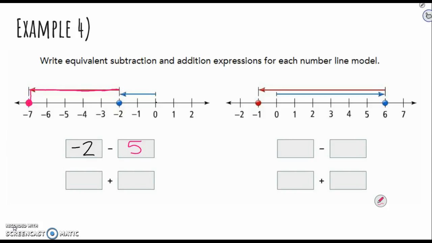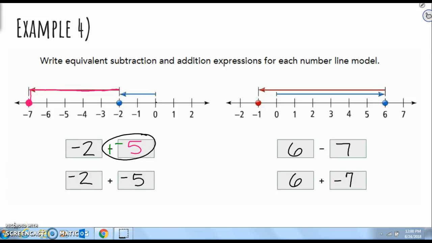As an addition problem, we can rewrite this by adding the opposite sign. So we're going to keep negative 2 as it is because that's the first part of our expression. To that, we are going to add negative 5. Remember, we began by subtracting 5. The opposite would be to add a negative 5. So when subtracting integers, we're going to add the opposite sign. Try the second one on your own.